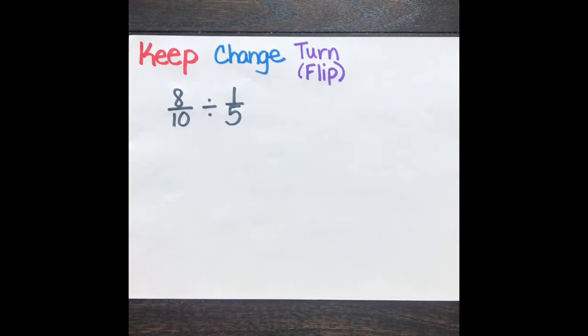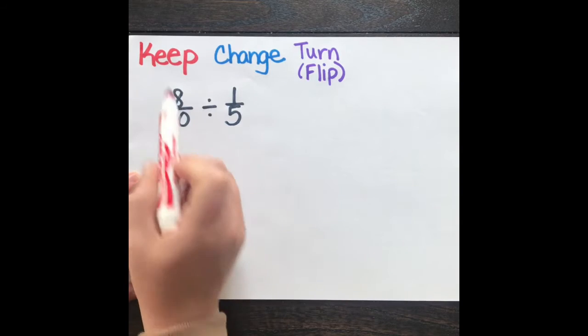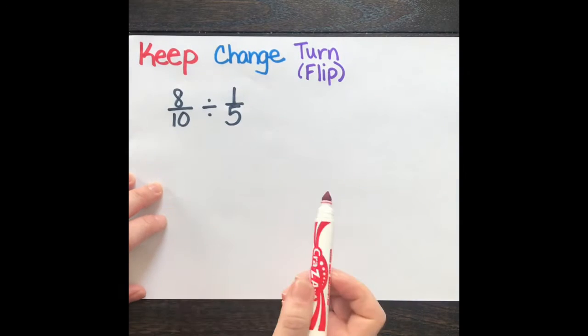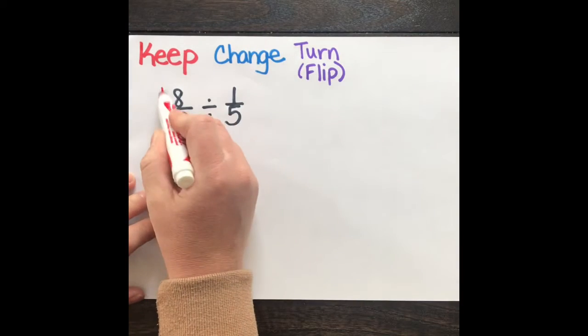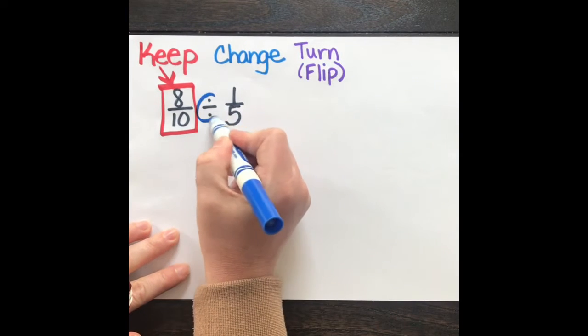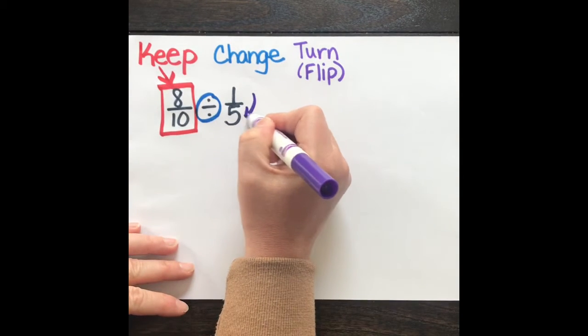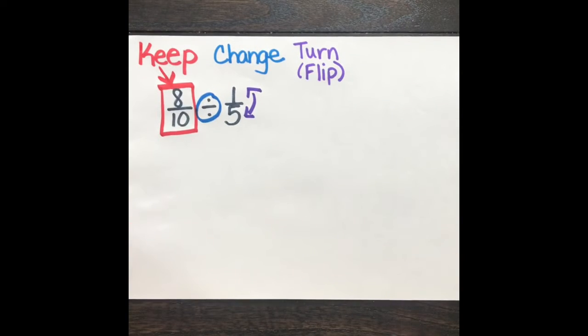To show you how to use the strategy keep, change, turn, or some people refer to it as keep, change, flip, when dividing fractions. So, keep, change, turn. The first part says 8/10 divided by 1/5. I'm going to keep my first fraction, 8/10. I'm going to change my sign from division to multiplication, and then I'm going to turn or flip 1/5 into its reciprocal in order to solve this problem.